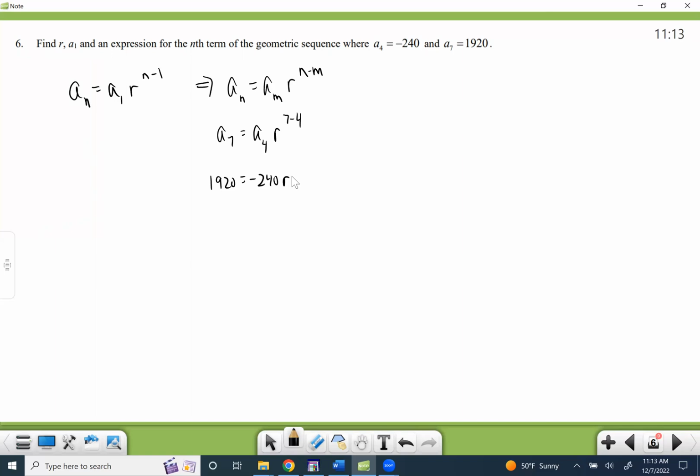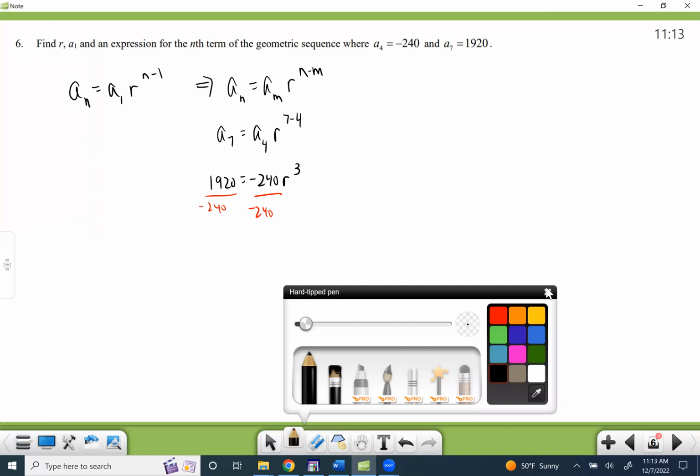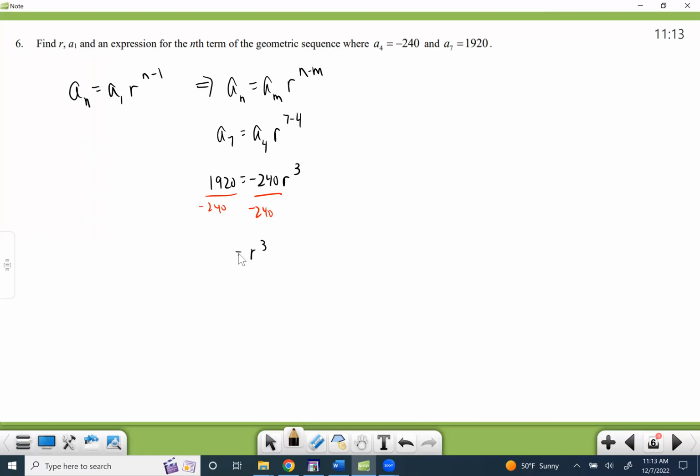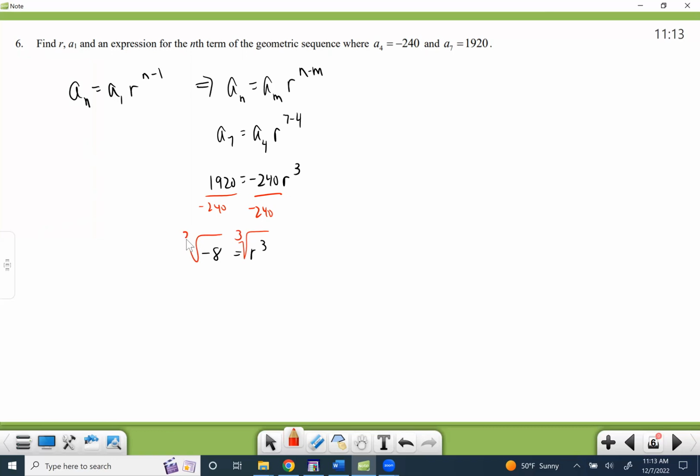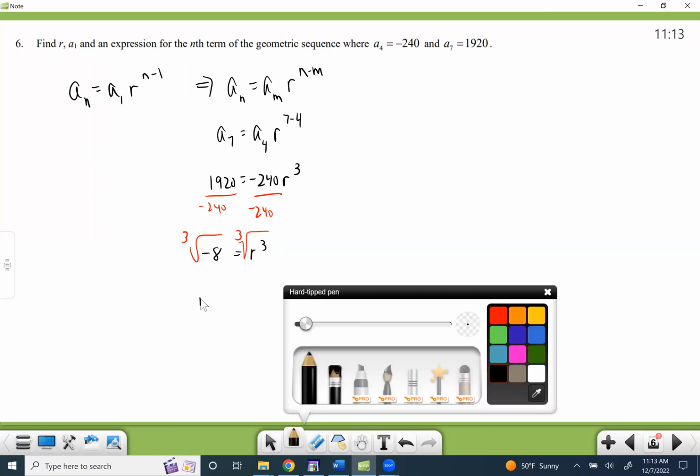I don't know R, so we would have to solve this. It looks like we'll just be dividing by negative 240. So we get R cubed equals, I'm going to guess that that's negative 8, but let me go to my calculator. 1920 divided by negative 240. It is negative 8. And then we're going to cube root to get rid of the cubed. We get that R equals negative 2.